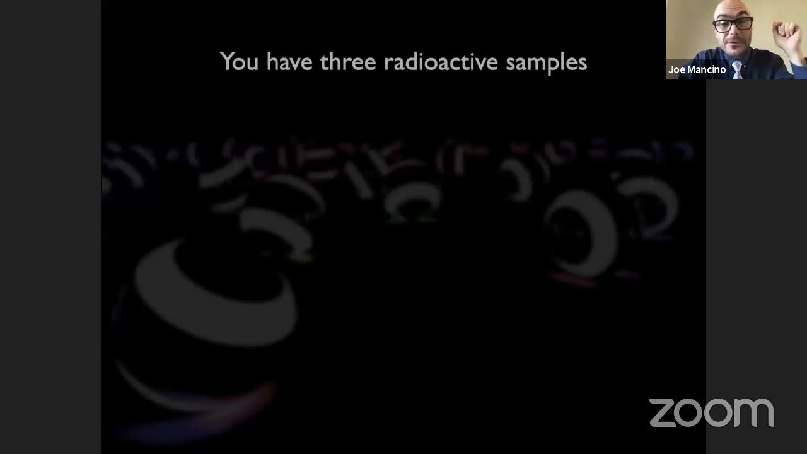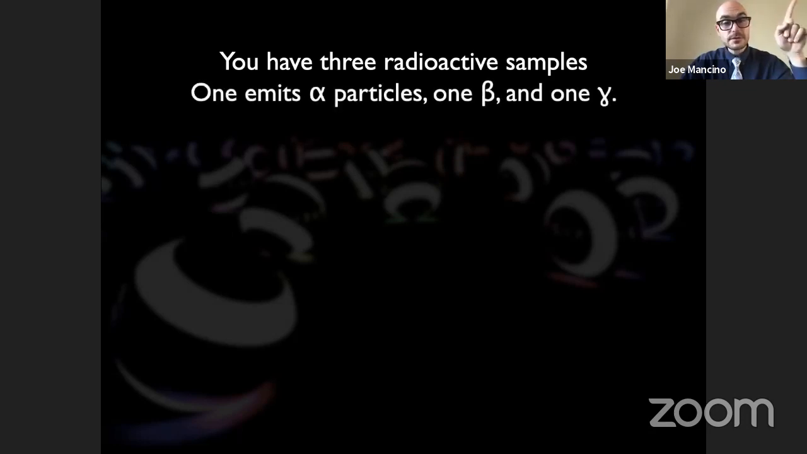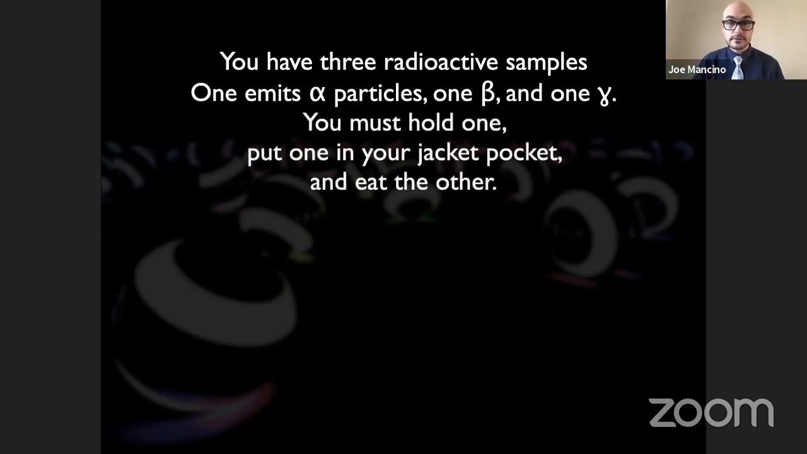Okay, so here's a riddle if you're trying to avoid radioactivity. You have 3 radioactive samples. One of them emits alpha particles, one emits beta particles, and one emits gamma particles. And your challenge is you have to hold one, put one in your jacket pocket, and eat the other. So what do you do? Now, this situation is never going to happen. Don't eat radioactive samples. Don't try this at home. But like, what do you do?